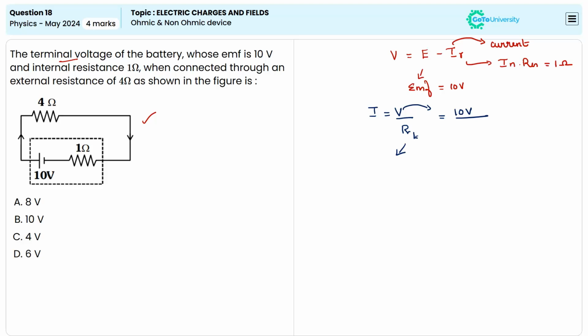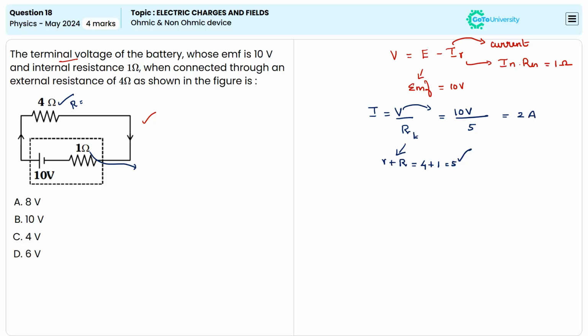When we are checking the circuit, there is a resistance of 4 ohm and there is an internal resistance of 1 ohm. So the total resistance will be equal to the internal resistance plus the external resistance. So here we can write 4 plus 1 is equal to 5. That will be the R total. So when we apply this, we will get the value of current as 2 ampere.